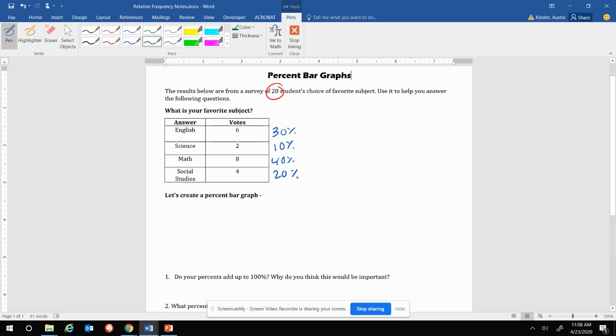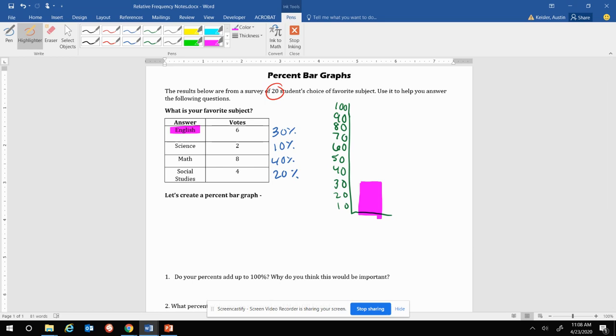So how I'm going to do this, it's almost the exact same thing. I'm going to keep my counting by tens over here. 10, 20, 30, 40, 50, 60, 70, 80, 90, and 100. So I'm going to make English this purple color. And we know that English was 30%. So I'm going to put a bar. We're going to stack these on top of each other. It's called a stacked percent bar graph. So I've stacked that up.